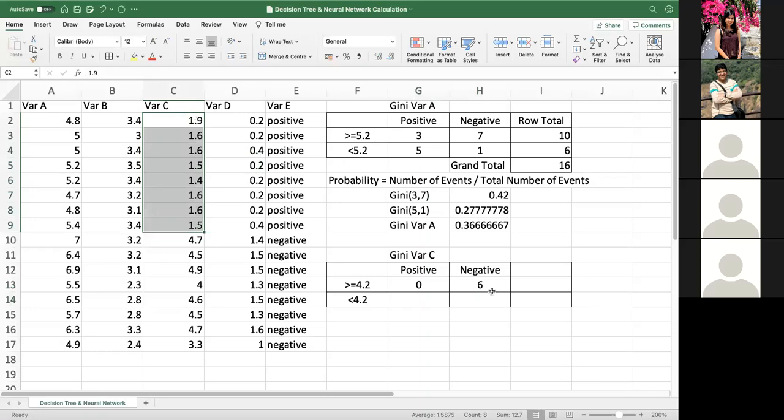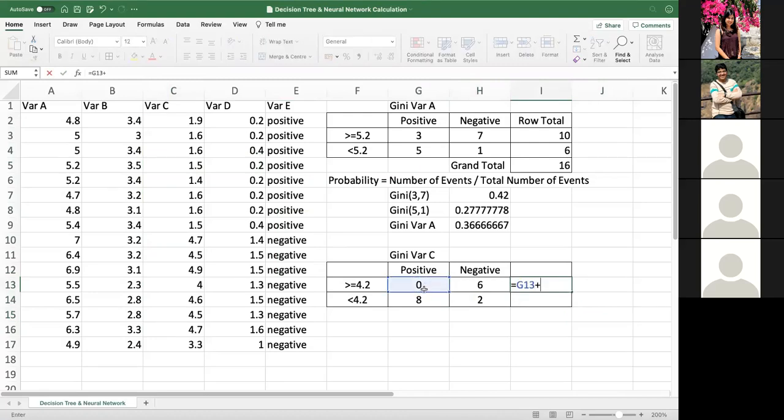How many are there? 8. And then here, 2. So the summation is this plus this. You can drag the formula down, and the grand total will be this plus this. So we got this table. Now you can start calculating.